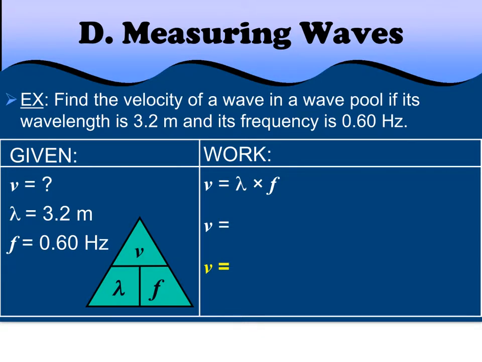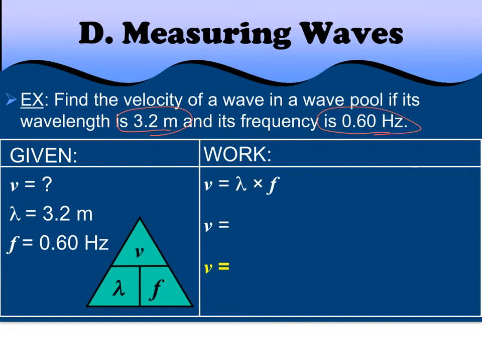So now I'm going to walk you through a couple examples of how to do physics problems with waves. The first one is this. I'm asking you to find the velocity of a wave in a wave pool if its wavelength is 3.2 meters and its frequency is 0.60 hertz.